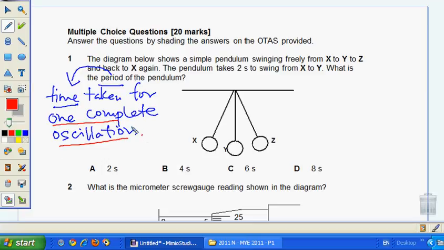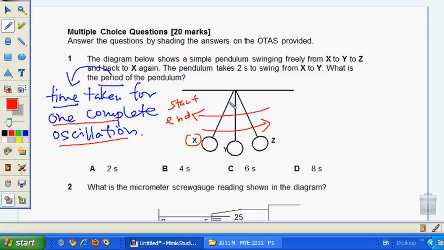So what is the meaning of one complete observation? For example, if I start from X, I have to swing to Z, and I need to come back to X. If you notice, the start and the end point have to be the same point. So if I start at X, I swing to Z, I must come back to X. So this is the meaning of one complete observation.